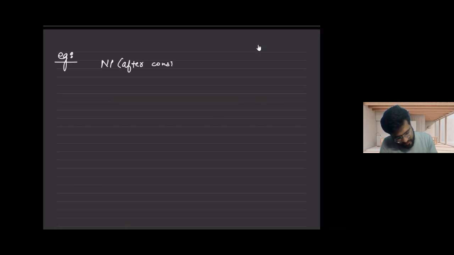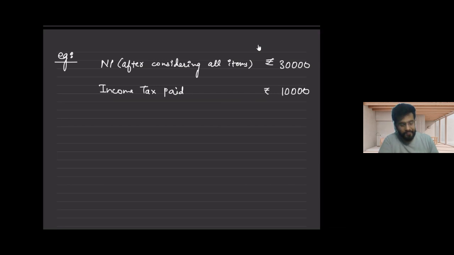So why are we calculating this? Because we have a separate presentation of tax as well as extraordinary items. For example, I'm taking an example where net profit after considering everything, all items, let's say it is rupees 30,000, income tax paid rupees 10,000 is given.